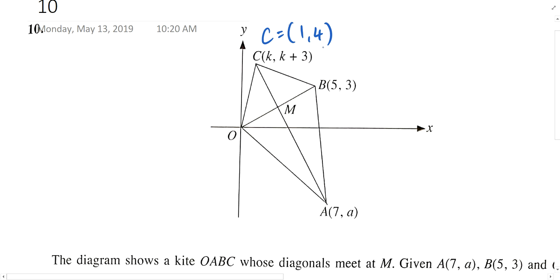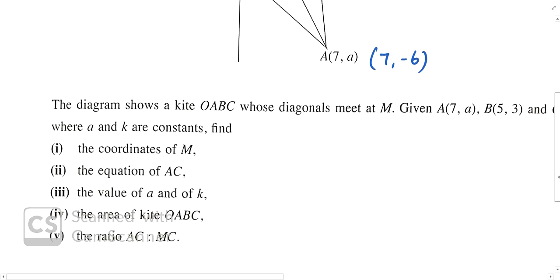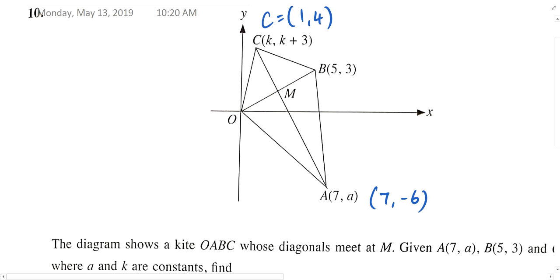1, 4. Tell me the coordinates of point A. 7, -6. Okay, so right now they are trying to get you to find the ratio of AC to MC. Watch carefully. I'm going to draw a triangle.